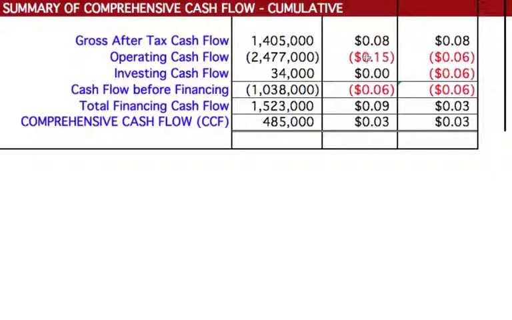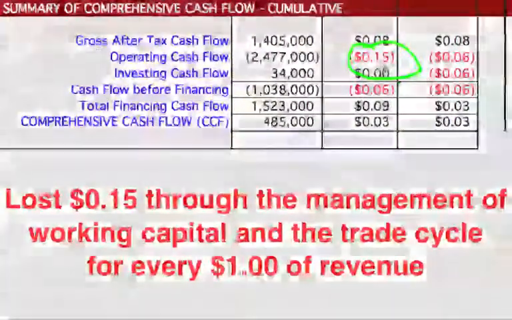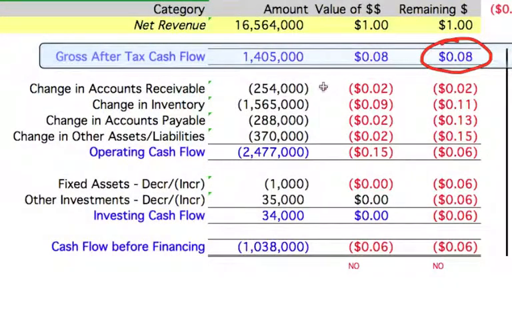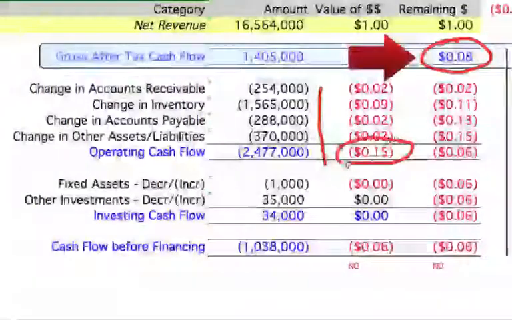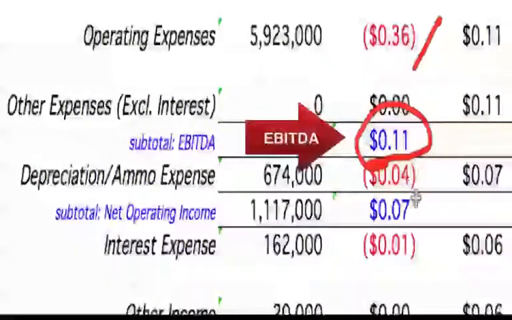What's critical to remember here is that we lost 15 cents for every dollar of revenue on our balance sheet and operating cash flow, which is largely the way we manage working capital. And this is a critical thing that most businessmen forget when they proudly look at their 8 cents to the good for gross after-tax cash flow, or the 11 cents we found earlier that was our EBITDA number that so many companies think represents cash flow, and I think we can clearly see now it doesn't.